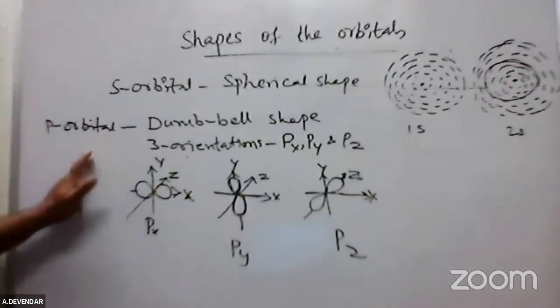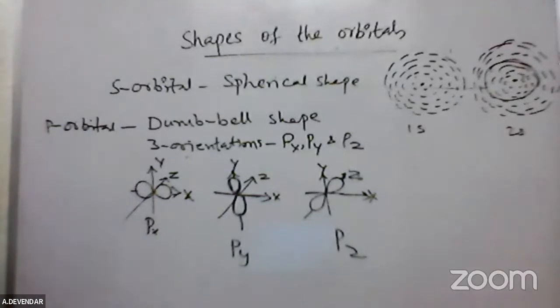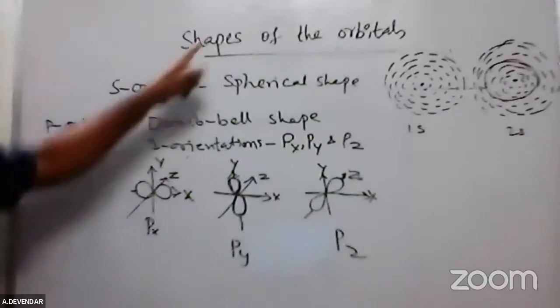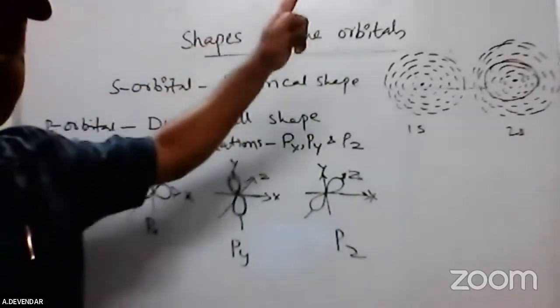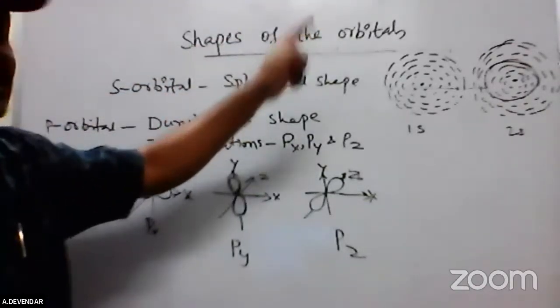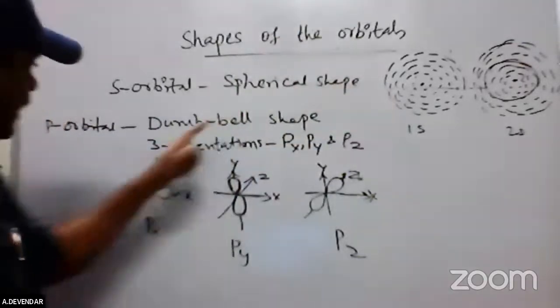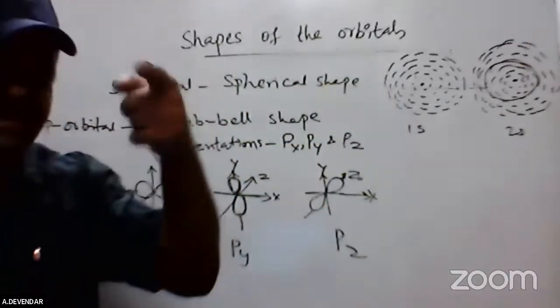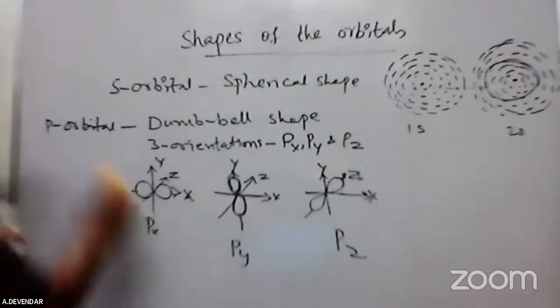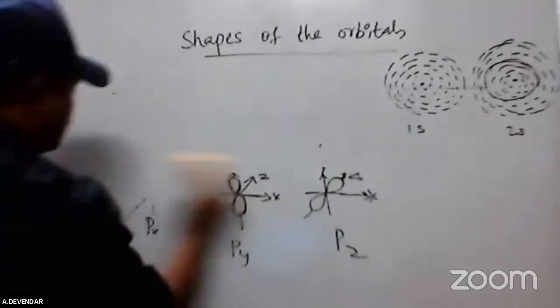This is about the p orbitals, the shapes of them. After that there are the d orbitals also. Why? Because you have to draw the shapes of the orbitals, all the orbitals S, P, D, F. Spherical is easy to draw, and dumbbell is easy to draw. Next is the d orbital. That is a double dumbbell. How is the d orbital? We'll show that one.